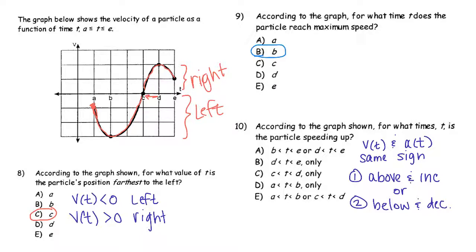So if we look at our graph where we're below and decreasing, and then above and increasing, it looks like that might be answer choice E.